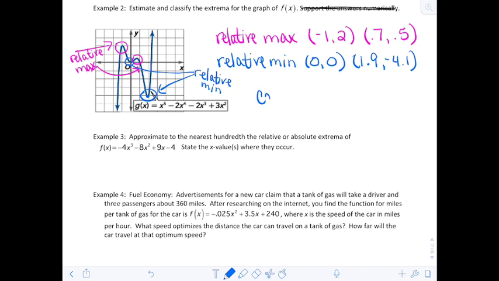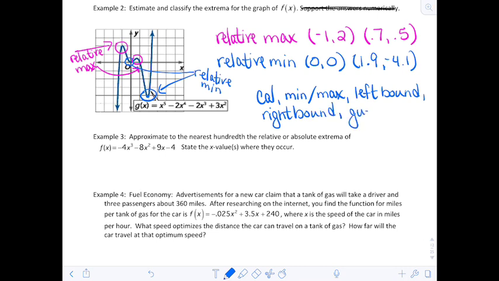Of course, you can always go to your calculator and calculate the min or the max, and then you'll have your left bound as you do the steps on the calculator, your right bound, and then it will ask you, do you want to guess? And then it will give you those maxes or mins. Okay?